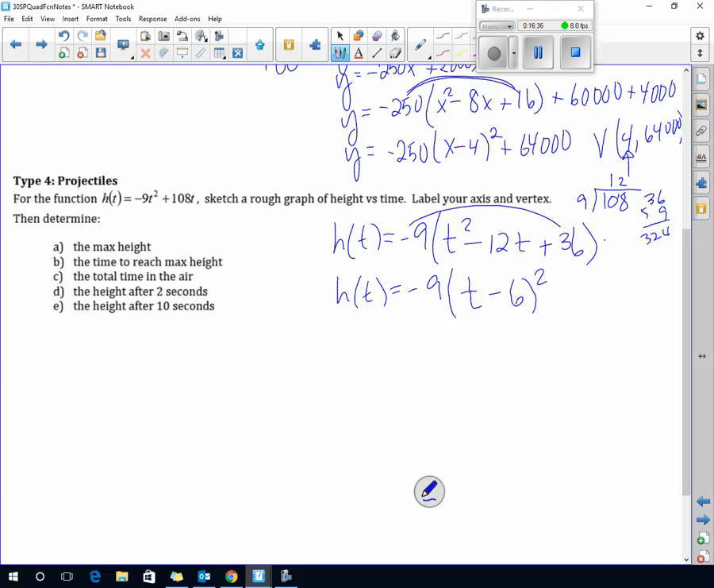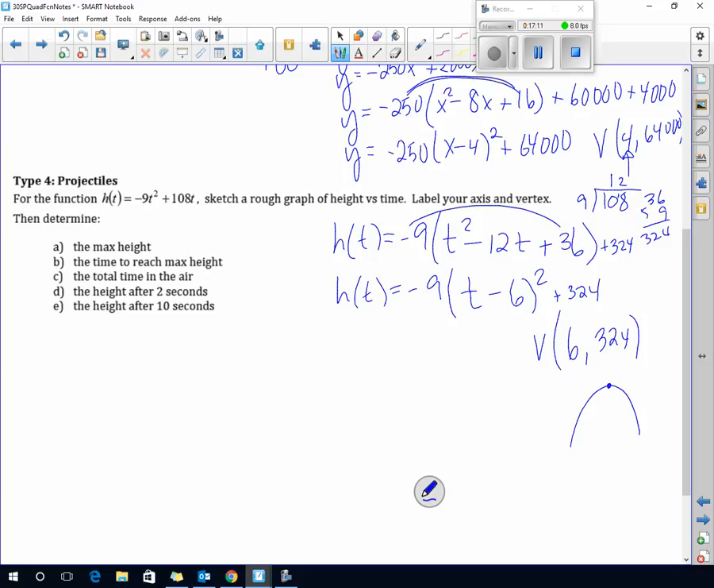What does my x stand for? Time. It actually tells you that it's a height versus time. So my x value, or my t, is my time, and my 324 is the height, and this is a max for height and time, right? So what's the max height? It is 324. It doesn't actually say. We're going to say meters. It should actually say what units it's in.